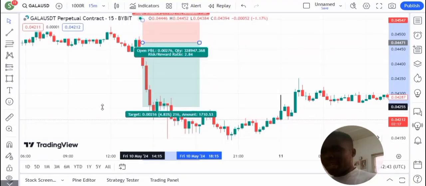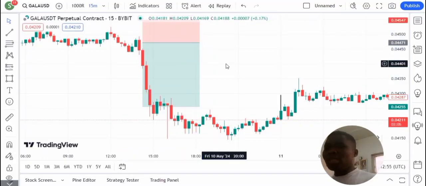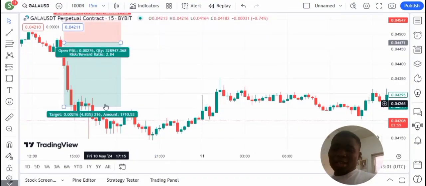You understand? Then your stop loss should be somewhere here. You are good to go. With this imbalance, you are good to go, because without this you cannot enter a trade.